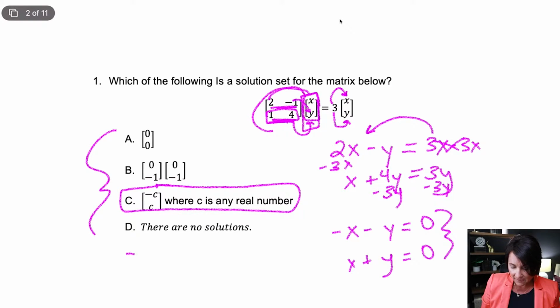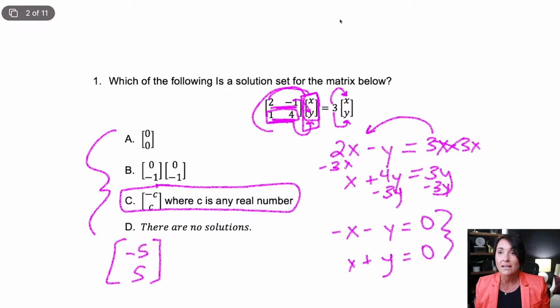So this could be -5 and 5. Let's just make it -5 and 5. It could be -10 and 10. It could be -3 and 3. But let's just do that where C is any real number. And this is going to be your X, and this is going to be your Y. Let's see how that works.